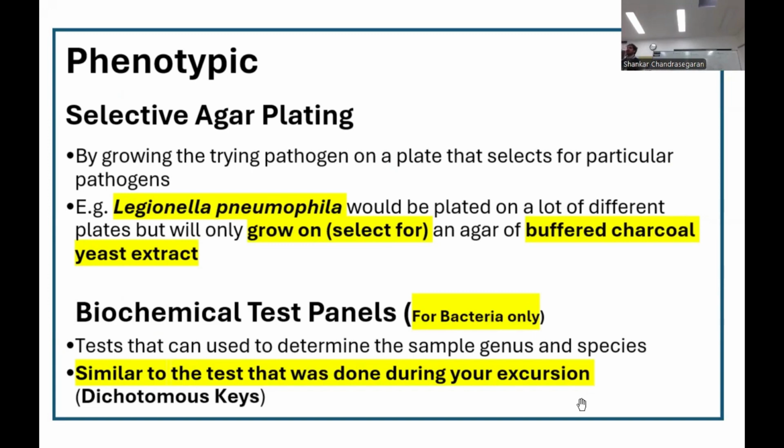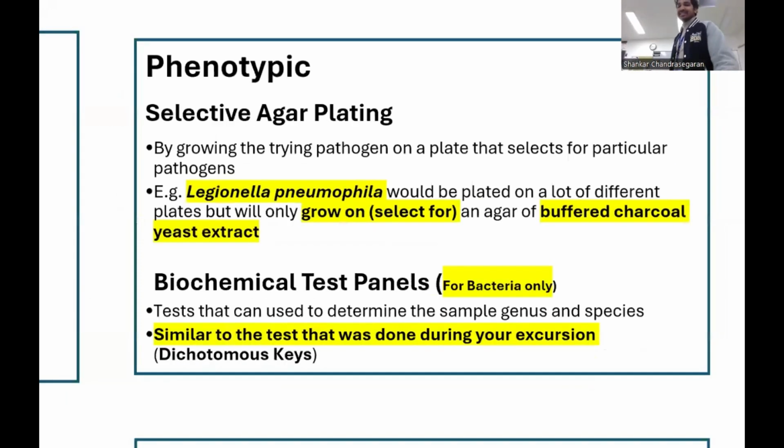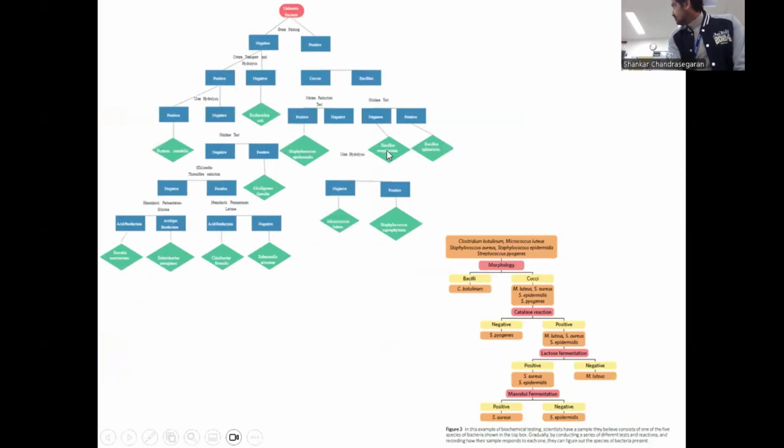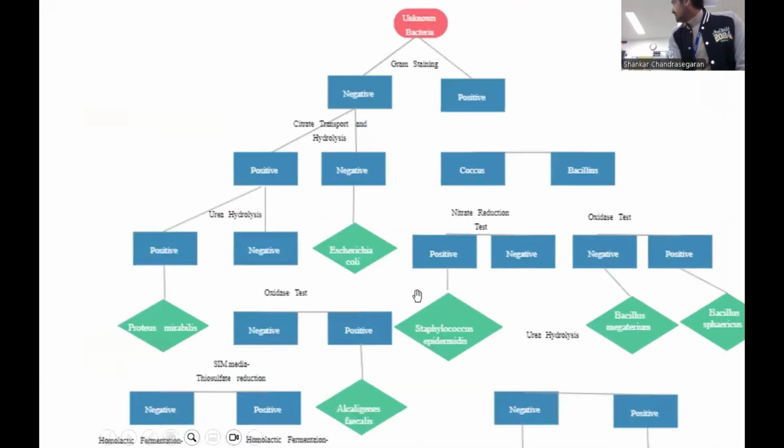So this is the one that you guys did the other day at your excursion, where you basically start off with the first question, gram staining, right? Whether it's gram negative or gram positive, we determine that by staining the bacteria, seeing how much purple it retains. If it's a dark purple, that's gram positive. If it's a light purple, it's gram negative, if I remember correctly. And we'll start off from there and then do more and more tests at every turn. We will better understand what possible bacteria we're dealing with.